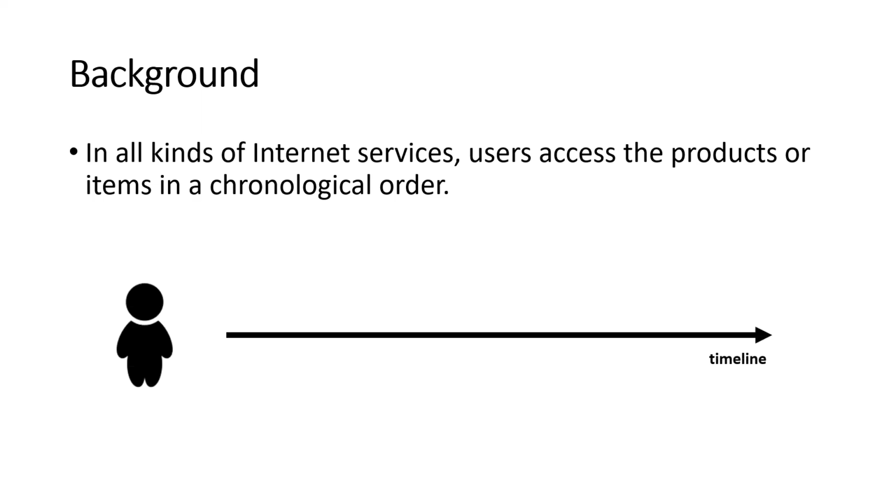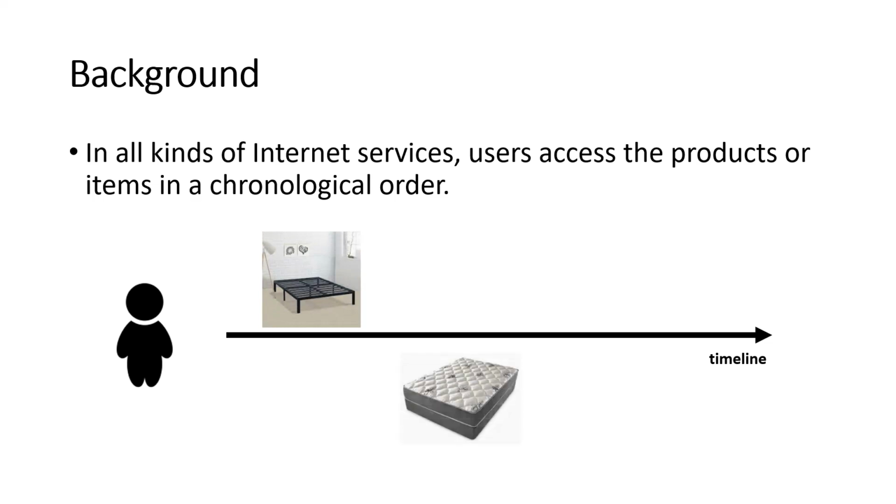For example, suppose you are a guy just moved to a new apartment. The first thing you might want to do is to buy a new bed frame. After that, you might want to buy a new mattress and put it on your new bed frame. Then, maybe you want to buy a new pillow and blanket.